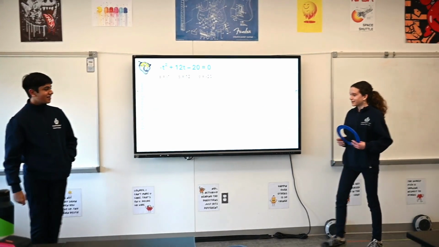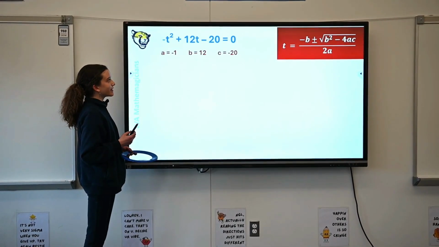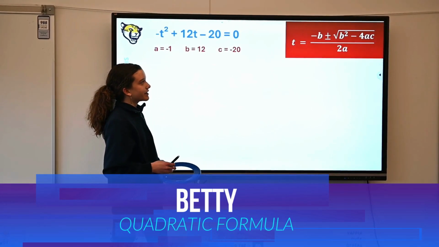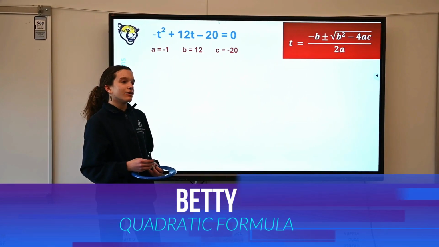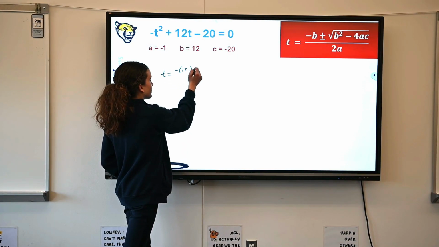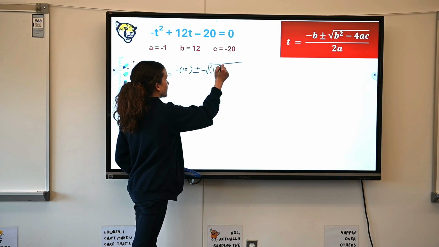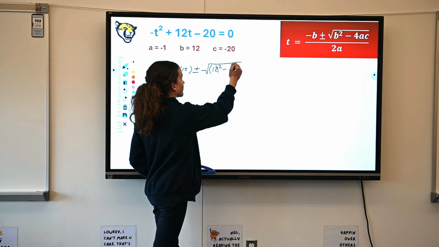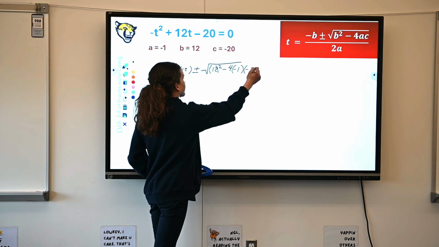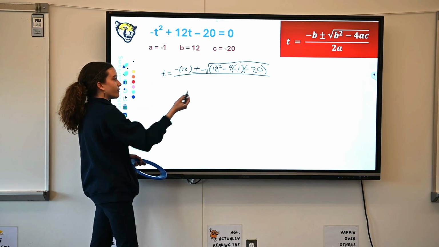On to you, Betty. Now it's time for the famous quadratic formula. In this case, we have a equals negative 1, b equals 12, and c equals negative 20. And the quadratic formula is t equals negative b plus or minus the square root of b squared minus 4ac, all over 2a. T equals negative 12 plus or minus the square root of 12 squared, and then minus 4 times our a and c values, which are negative 1 and negative 20. And this is all going to be over 2a, and a is negative 1, so it's going to be negative 2.